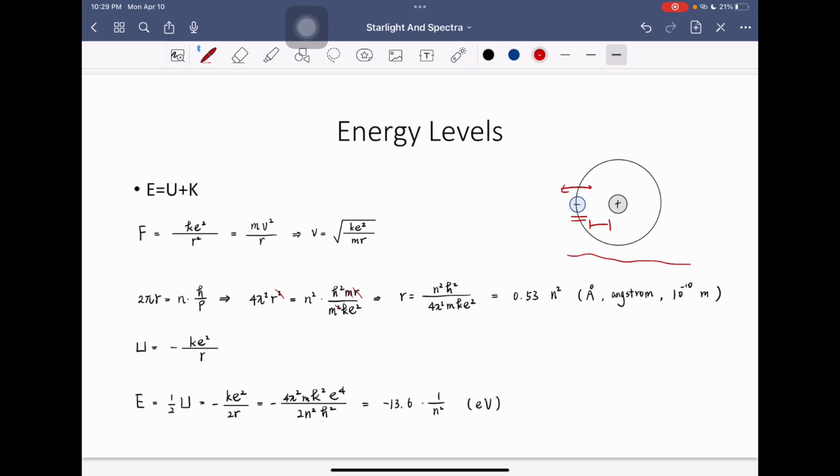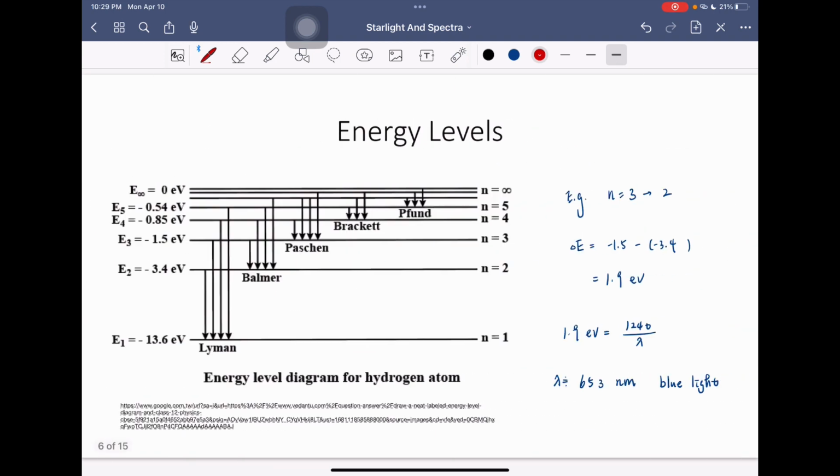We can use the typical formula for circular motion and consider the angular momentum discontinuity. We can obtain different orbiting radii and the kinetic energy for different orbits. For different integer n, the energy equals minus 13.6 times 1 over n squared, in eV. So the electron transits between different energy levels, absorbing light or emitting light.